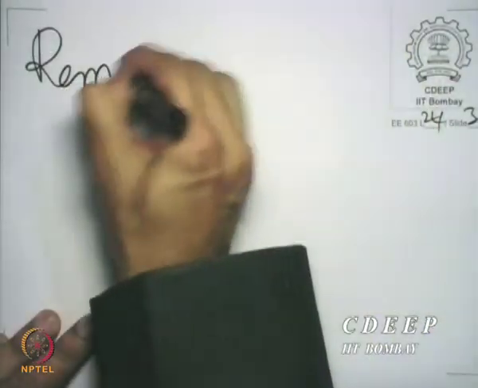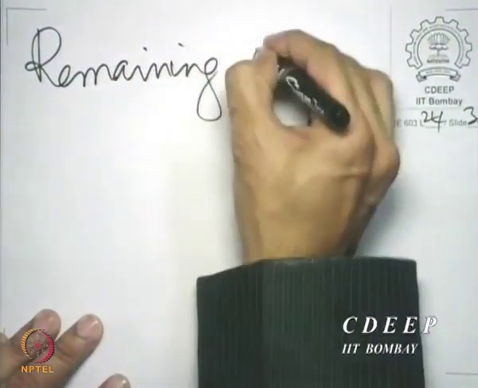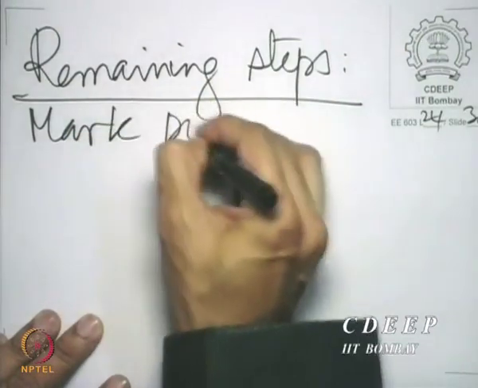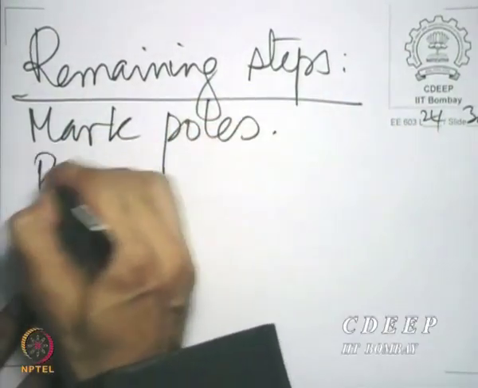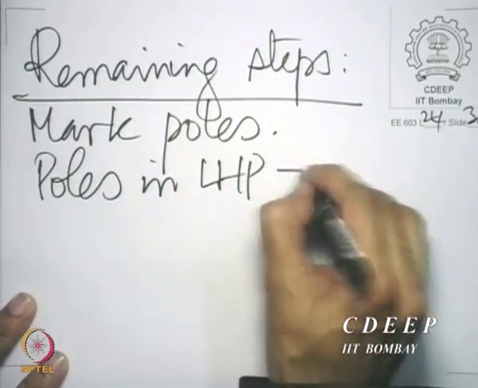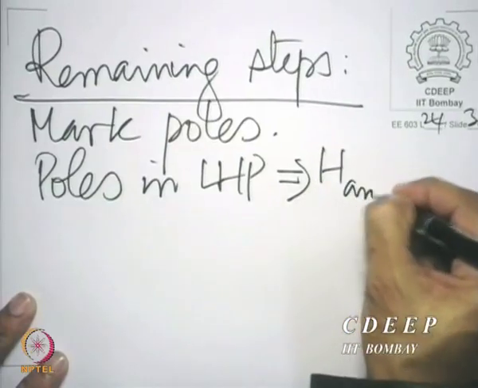Whatever it be, after you mark all the 2n poles on the ellipse, the poles in the left half plane would give you the poles corresponding to H_a(s). Is that right? So, let us write that down. The remaining steps are identical. Mark poles. Poles in LHP give you H_a(s).